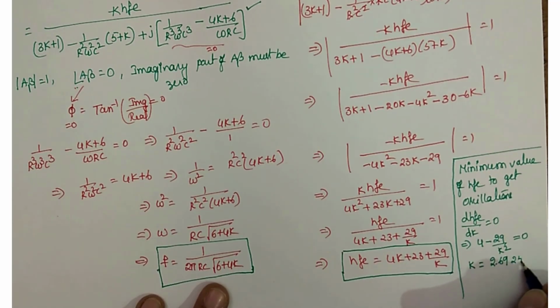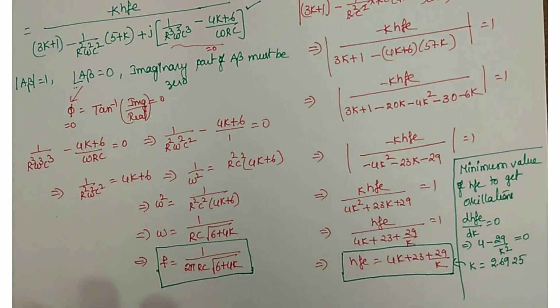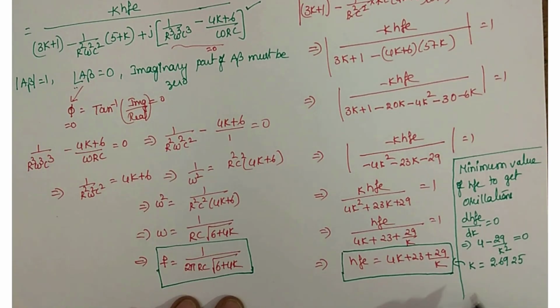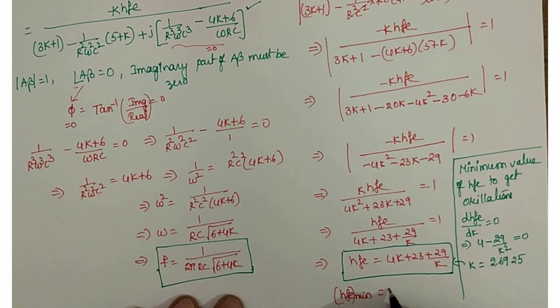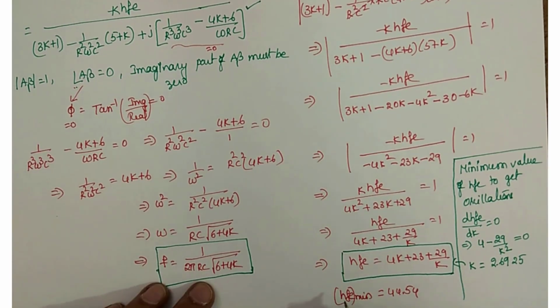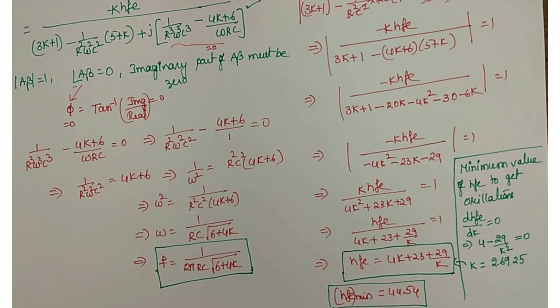2.6925. So now at this k, you just calculate this HFE. If you substitute this, you'll get HFE minimum value as 44.54. So what is this HFE minimum? That is the minimum value of HFE you have to maintain while choosing the transistor. Then only the transistor can produce oscillations.